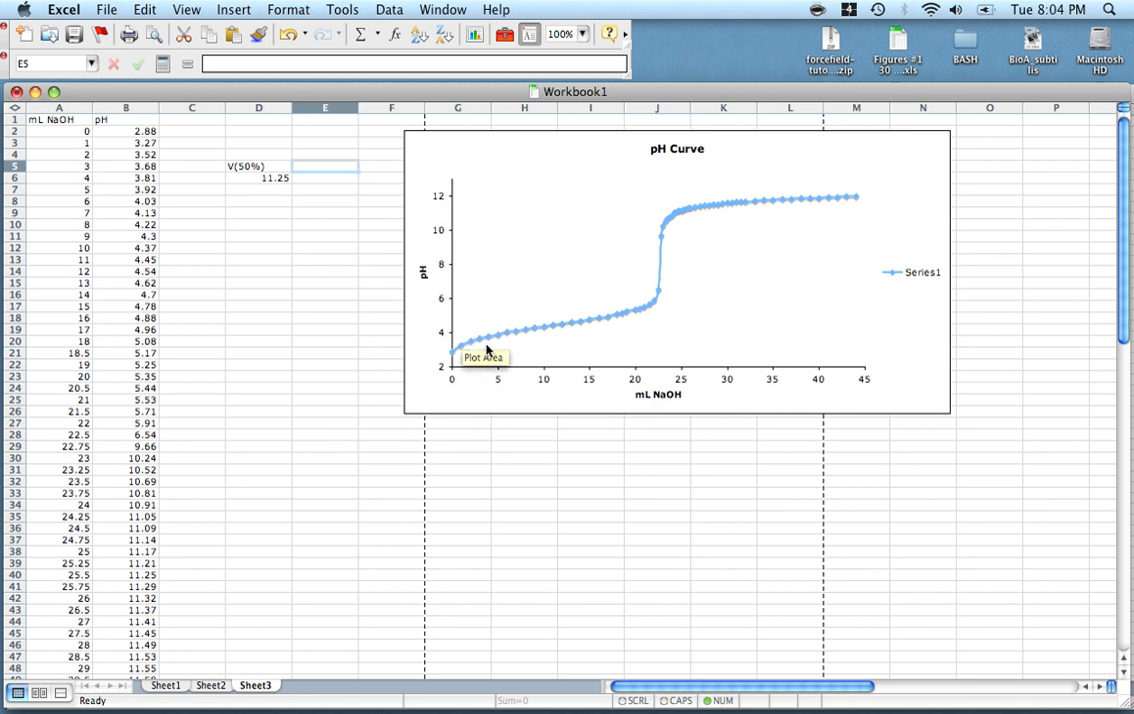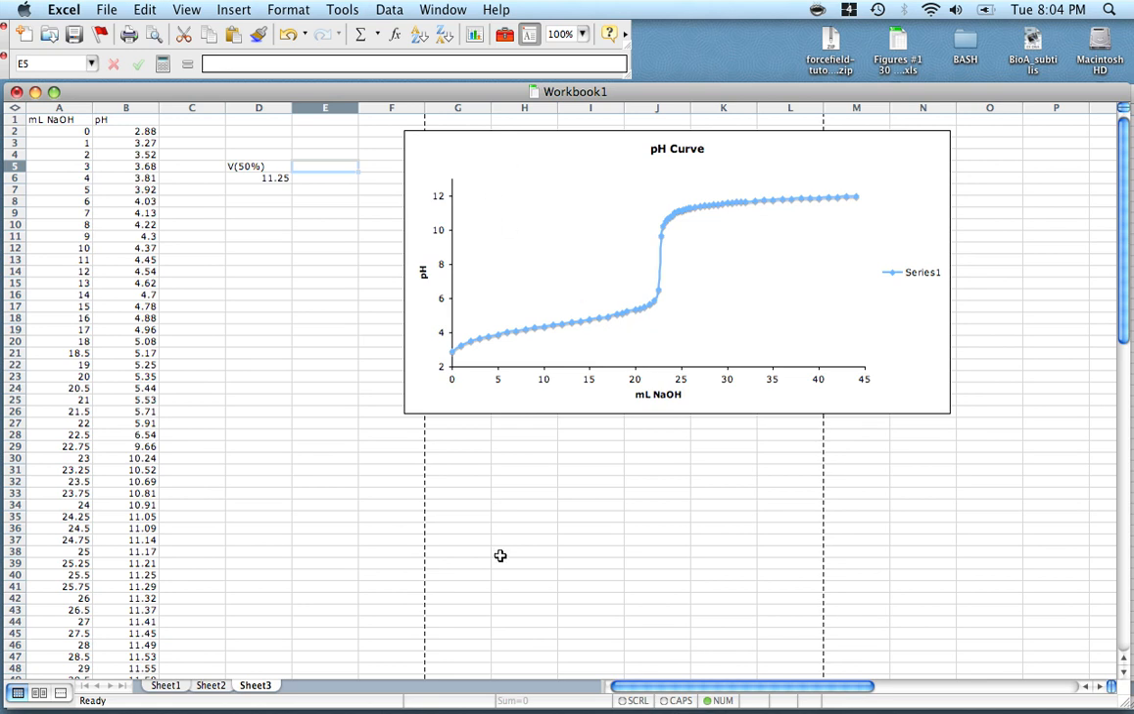Okay? So we want to use as many of these data points as we can. We don't want to use the points at the tail or any of the points up where it's starting to curve. We want to use the ones that look fairly linear. So I'm going to guess it's probably, I don't know, 3 mils to 16 mils.